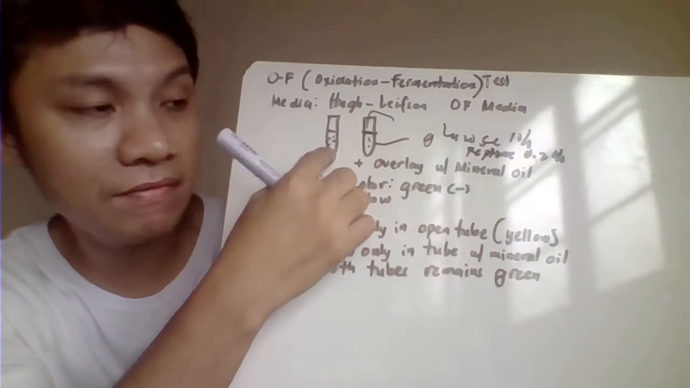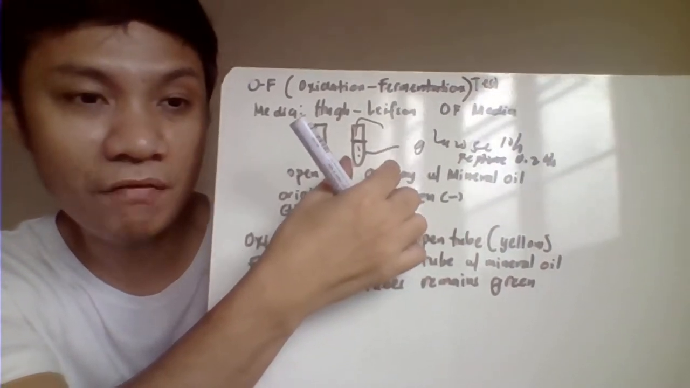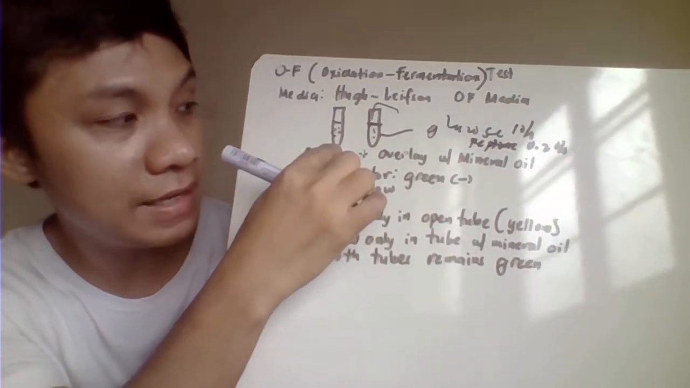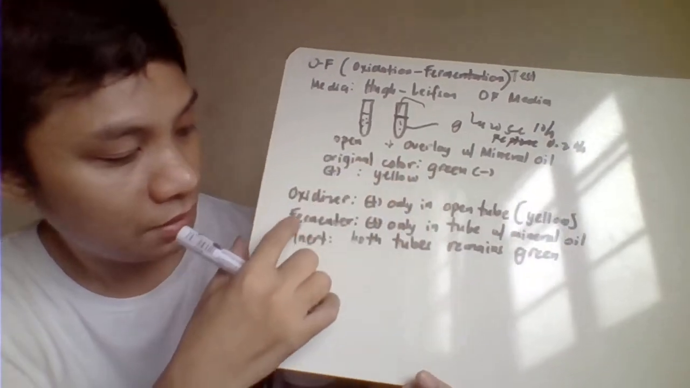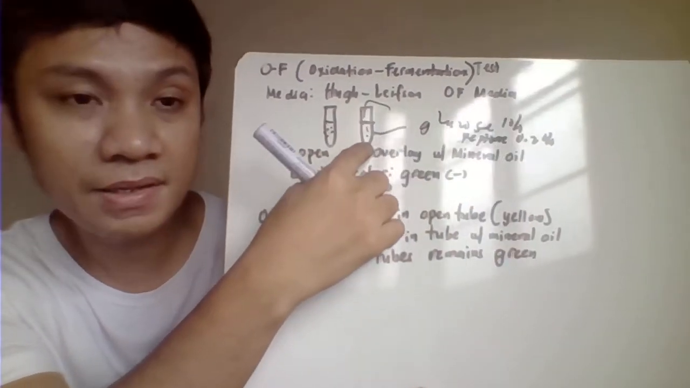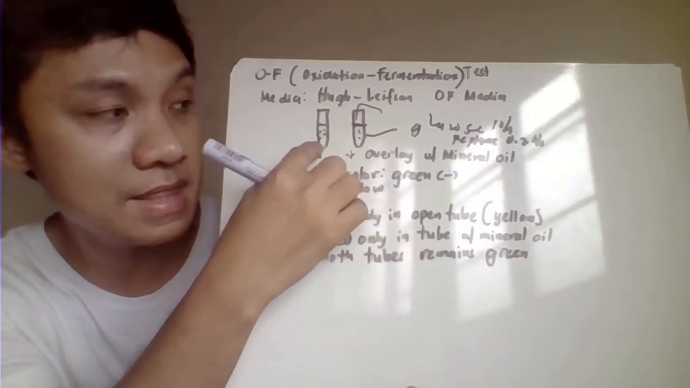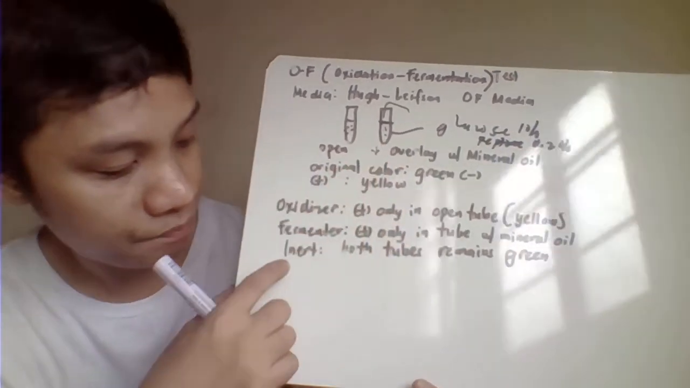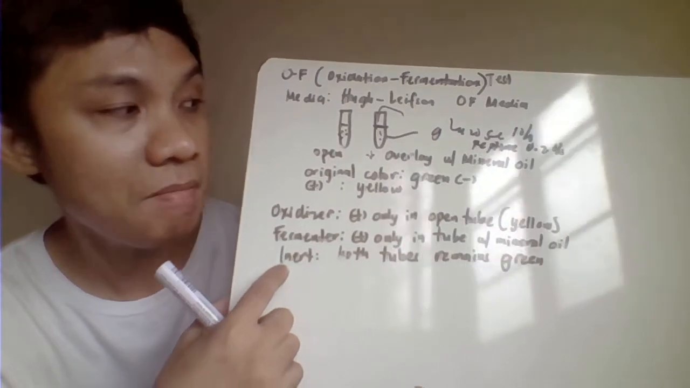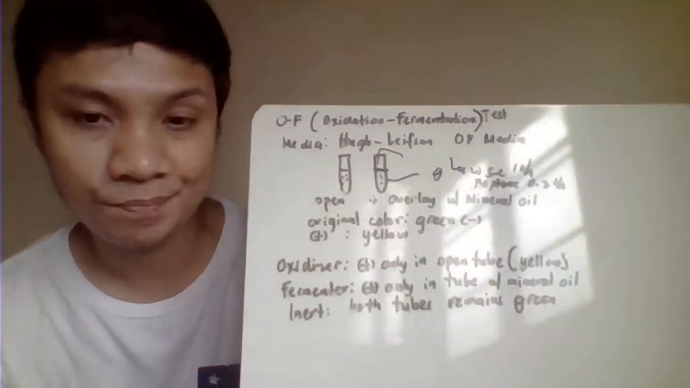Okay, so your bacteria is a glucose oxidizer if it turns positive only in the open tube and negative in the one overlaid with your mineral oil. Meaning, pag oxidizer siya, dito ay yellow, ito ay green. Pag fermenter ang bacteria natin, nagpa-positive lang dito sa one that's being overlaid with your mineral oil, negative dito. Meaning, this is green, yellow dito. Pag inert, on the other hand, hindi siya oxidizer, hindi siya fermenter. So both of the tubes would have your green color.